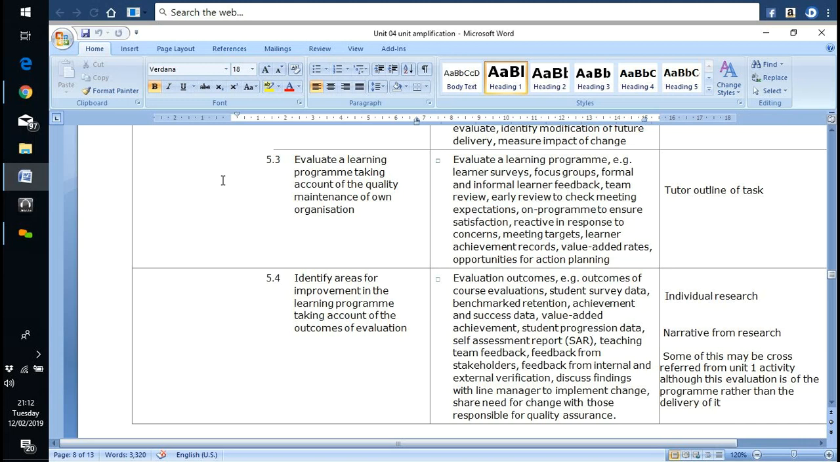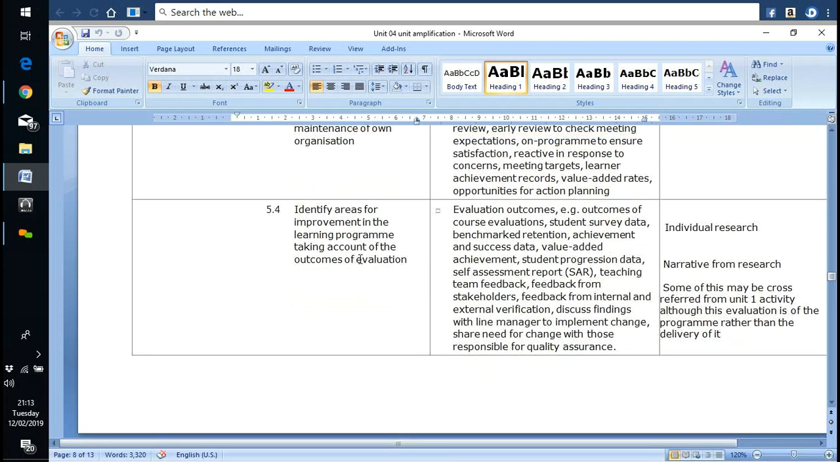One is that the programme that I'm working on at the moment is working very well. It's achieving its objectives, or it's achieving most of its objectives, but there are a couple of areas that I'm looking at now to develop and improve, and these are X, Y, Z. So that basically covers 5.3. And again, once you've done that, if you've identified any areas for improvement, what are they? So that's your individual research, narrative from your research.